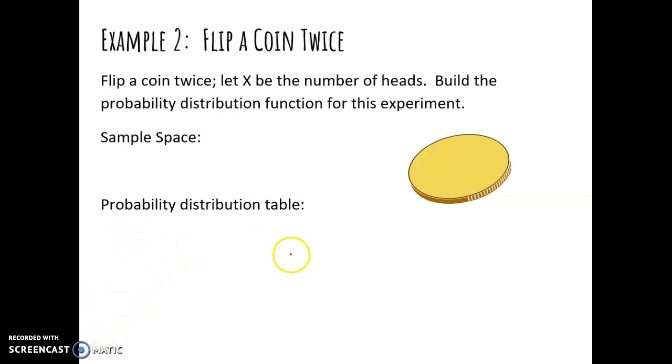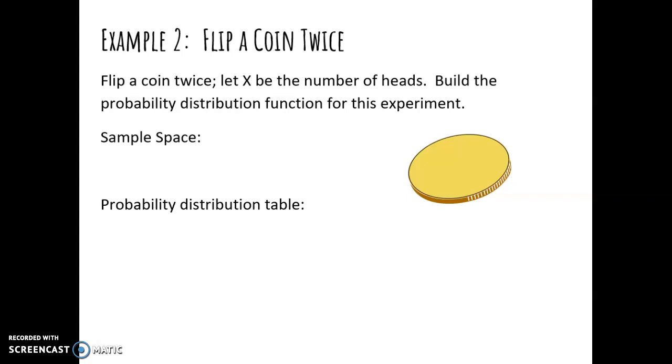Remember, the random variables have to be numbers. So x is the number of heads. So think about how many heads you could get. You can flip 2 coins and get no heads, or you can get 1 head, or you can get 2 heads. So pause the video and try it.